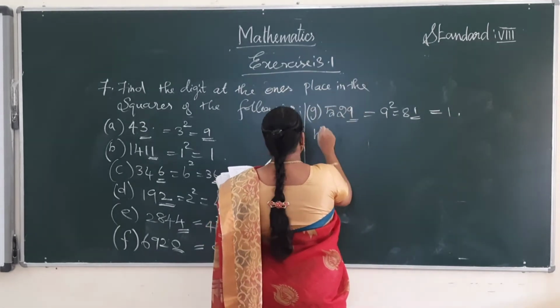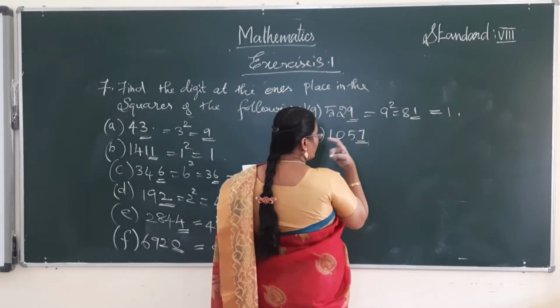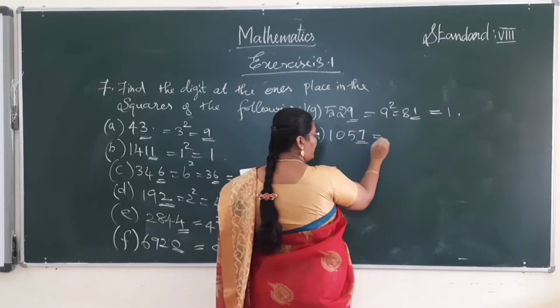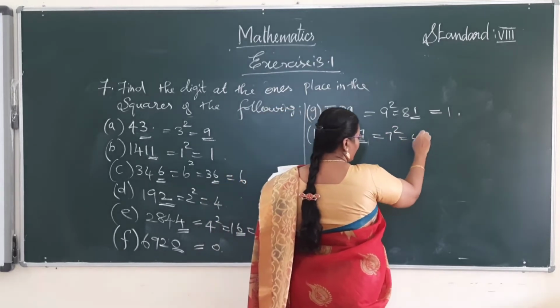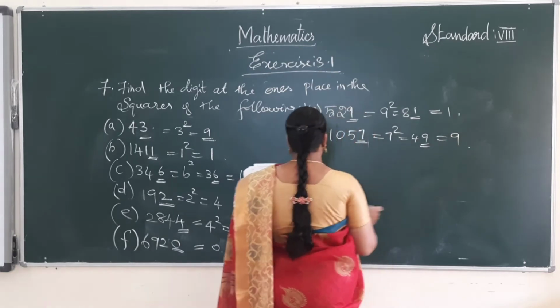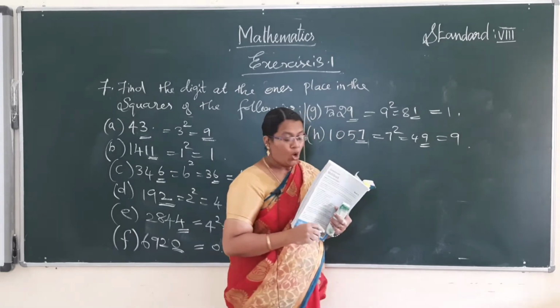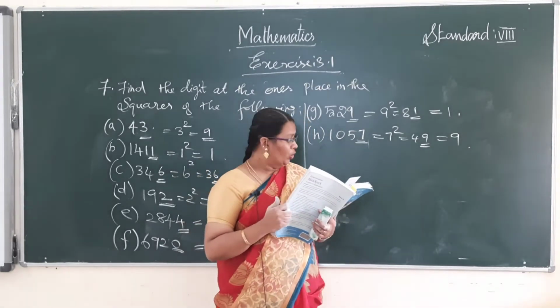Then H, 1057. The ones place is 7. 7 squared is 49, so the ones place of the square is 9. The remaining problems I, J, K, L are homework.